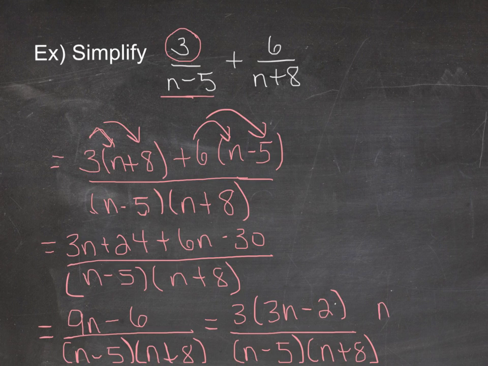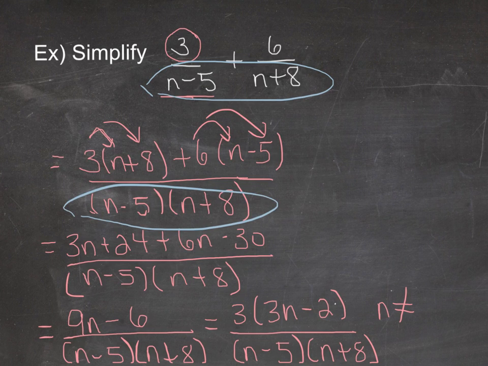Okay, and I should also list my non-permissible values. So when I'm doing that, what I should do is go back to my original expression that I had, which is here, or where I made the common denominator before, in case I canceled anything when I was simplifying it out, so that I don't miss any non-permissible values. So here my non-permissible values would be 5, because that would make this equal to 0 if I put n as 5, and also negative 8. So if n was 5 or negative 8, it wouldn't work because I'd be dividing by a 0.